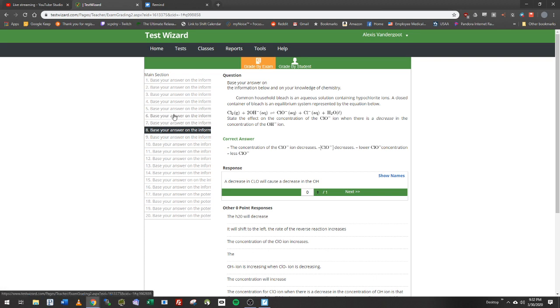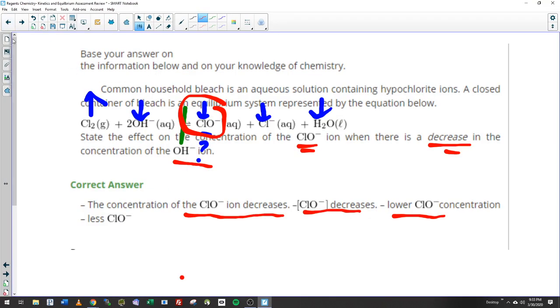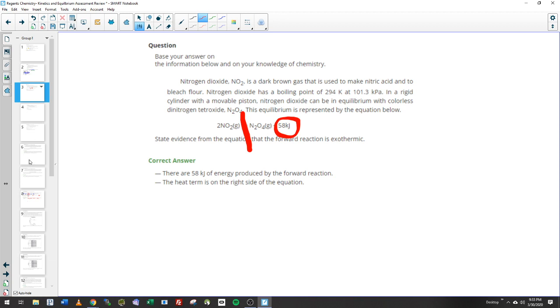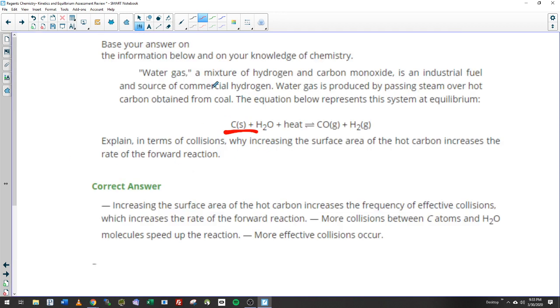Okay, Olivia wants me to go back to number 6. So I'm going to go back a second. Explain in terms of collisions why increasing the surface area for hot carbon increases the rate of the forward reaction. So Olivia, I'm going to go back and look at number 6. Right now you have solid carbon. So that's like taking a chunk of carbon and you're going to react it with water, and you're going to produce these two things.